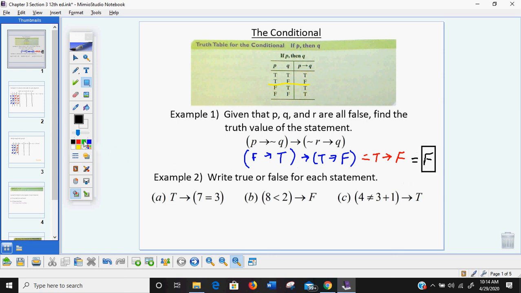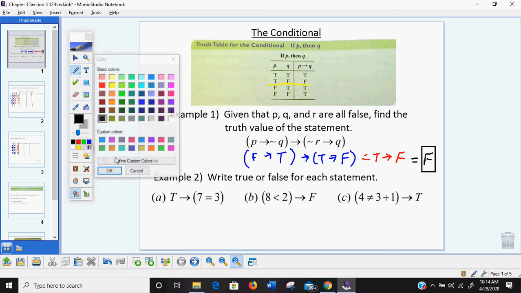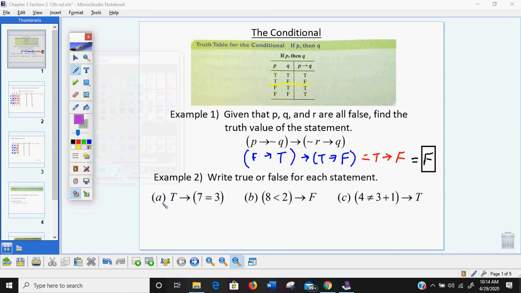Okay, let's look at another one. On the example here, different color. All right, so this would be true, then 7 equals 3 is obviously false. So if I start with a true and I end with a false, it is false. That is the only time I get a false. On this one, 8 is less than 2 is false. If it's false, then it's false. Remember, anytime you start with false, final answer is true.